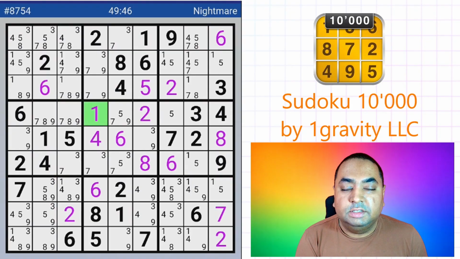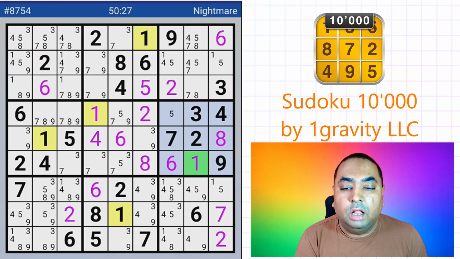So that is the position of digit 1. Now we'll go for the next step. Now examine block 6. In block 6, there is a naked single and also a hidden single for digit 1. So 1 can be placed in that block.